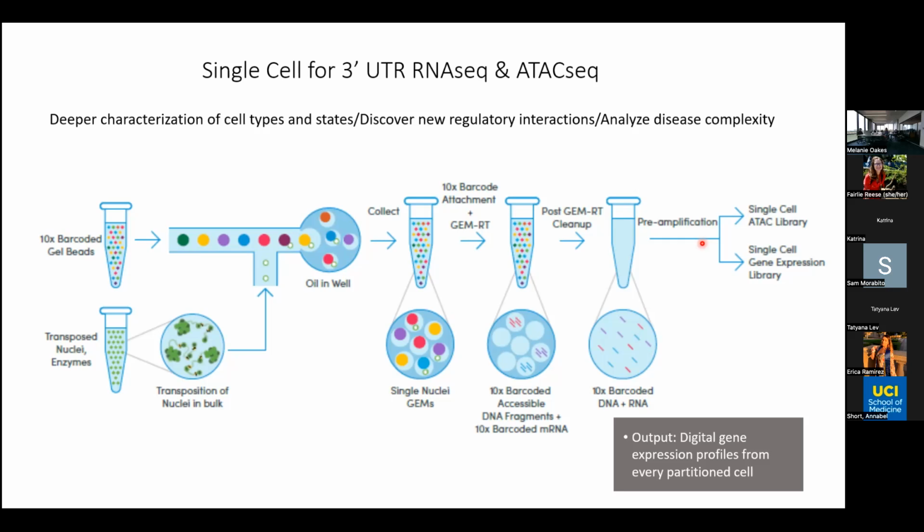Correct me if I'm wrong here, but is it true that if we're doing single nucleus, we're losing cytoplasmic RNA, but the trade-off is you can technically sequence more cells? That's correct about losing cytoplasmic RNA. But not necessarily more cells. Okay. Thank you.